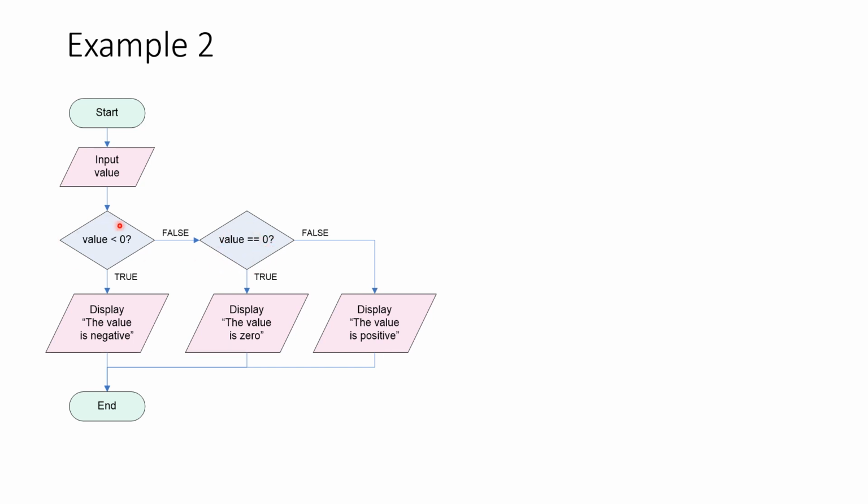So we check. After we check whether it's negative, if it's true, we display the value is negative. If it's false, we check whether it's 0 or not. If it's 0, we display the value is 0. If it's not negative and not 0, then it must be a positive value. Okay, and then we end our program. So we need to modify our previous code so that now it includes these two. Okay, so how do we do that?